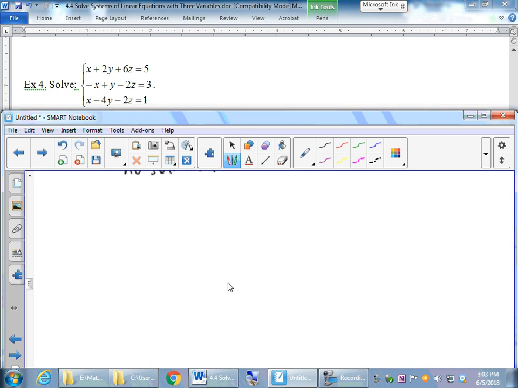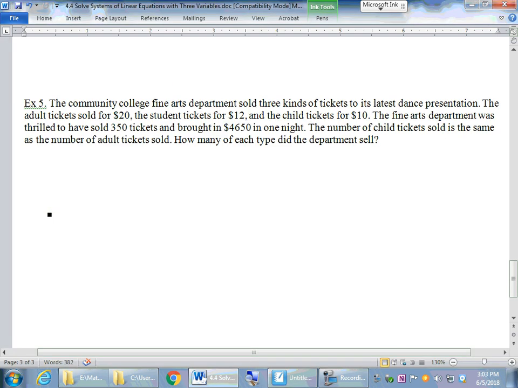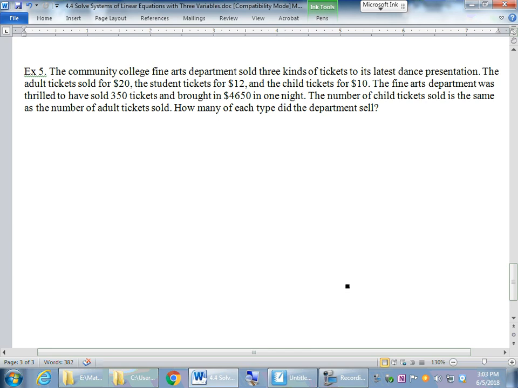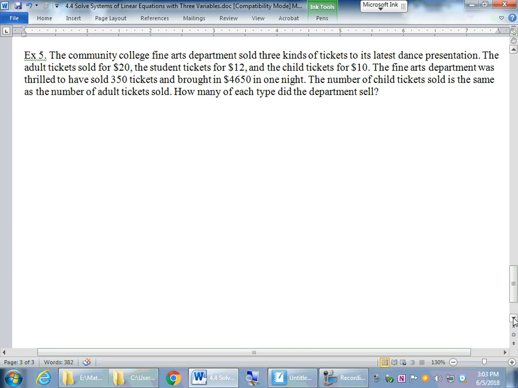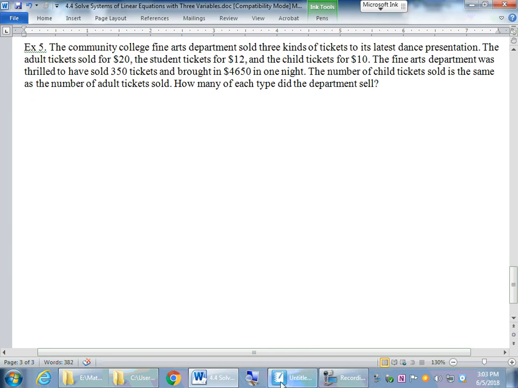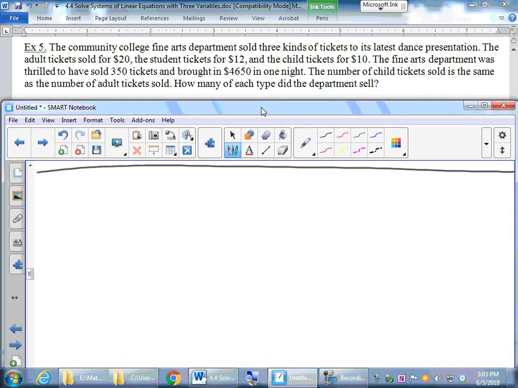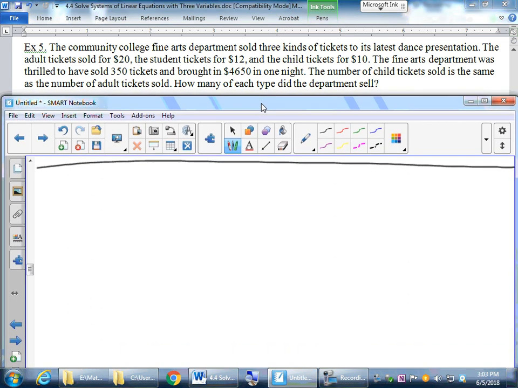Lastly, application problem. 3 equations, 3 unknowns. So we will do full step format like before. First define the variables and then set up the system of equations. So for this problem, first step I want to define my variables.